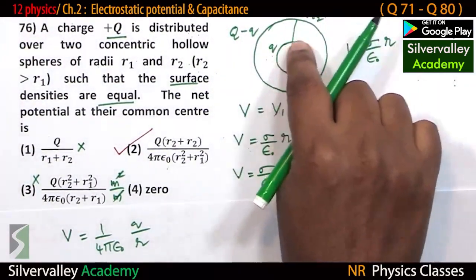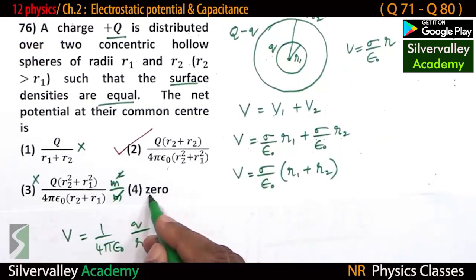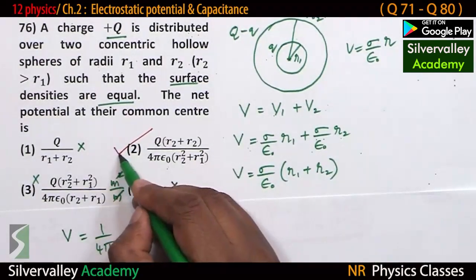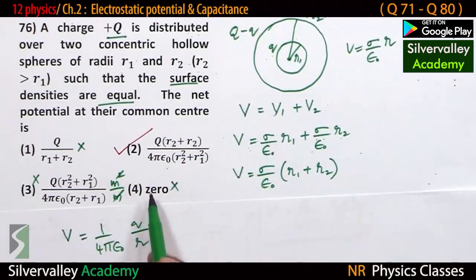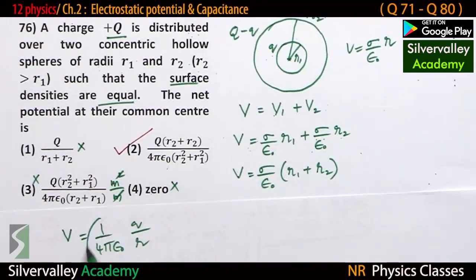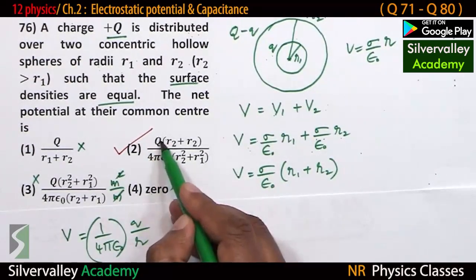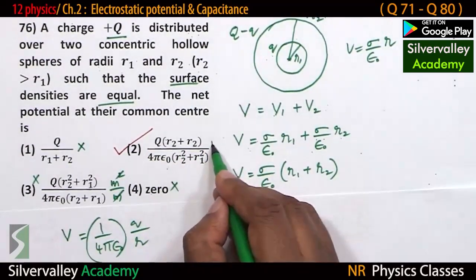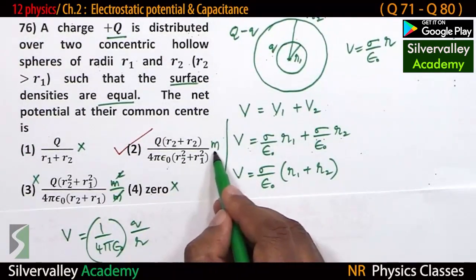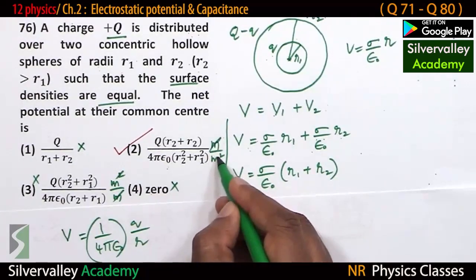Because of charges, there should be some common potential. So even 0 is not the correct answer. Therefore, this should be the answer. And also check: 1 by 4 pi epsilon naught means constant. Charge, constant, charge. R1 plus R2 is meter. R1 square, meter square plus meter square is meter square.